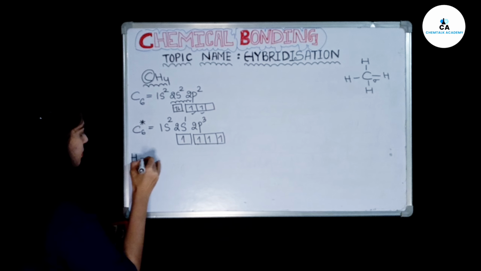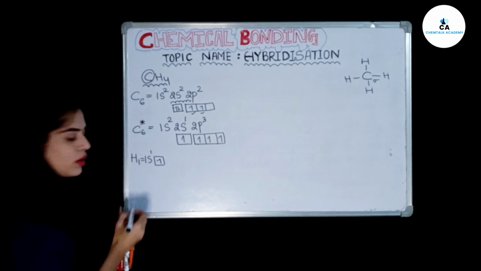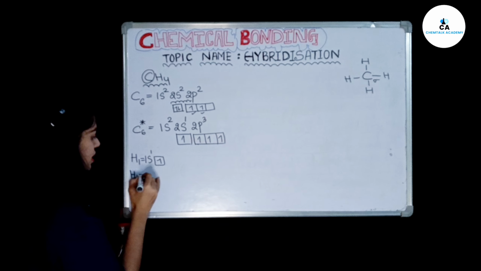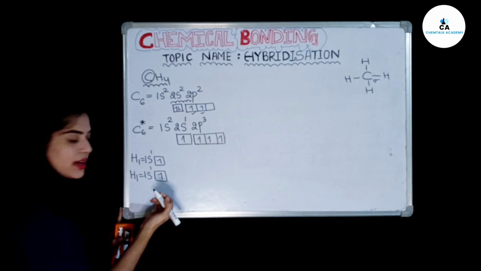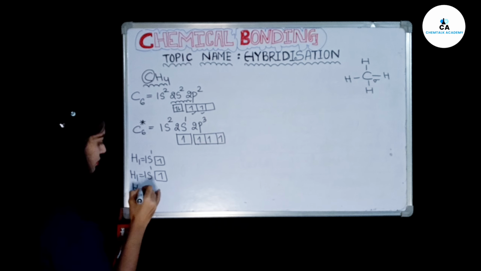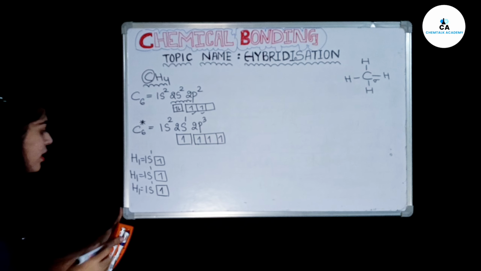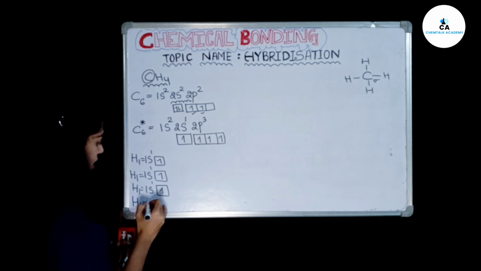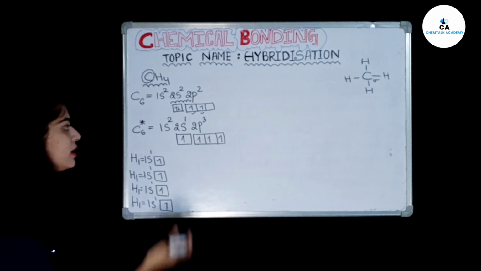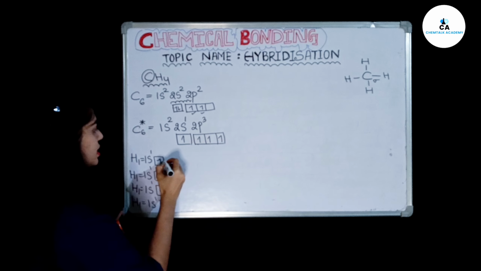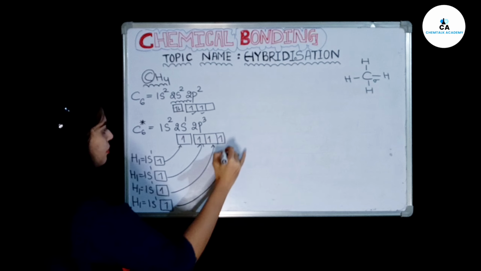So let me write here. The first hydrogen with atomic number 1 has electronic configuration 1s1 with 1 half-filled orbital. Similarly, the second hydrogen has 1s1 with 1 half-filled orbital, that is the s orbital. Then the third hydrogen has 1s1 with 1 electron, and the fourth hydrogen has 1s1 with 1 electron. Now hydrogen has 4 half-filled orbitals and carbon has 4 half-filled orbitals. Now they can easily overlap and form a bond.